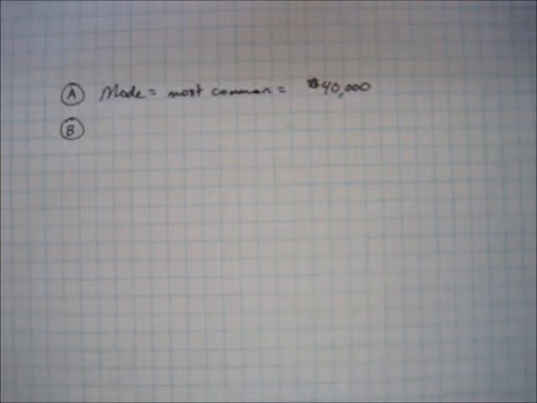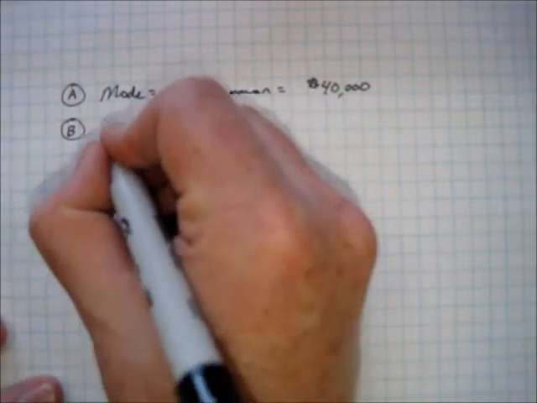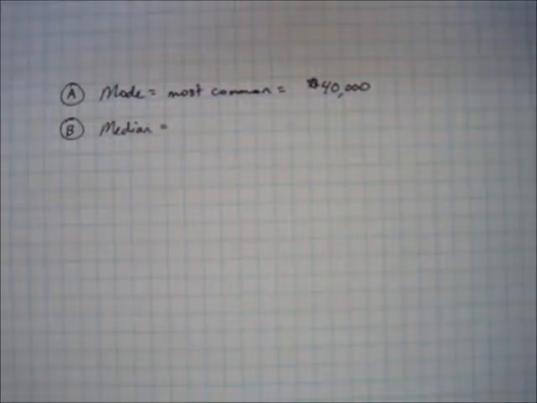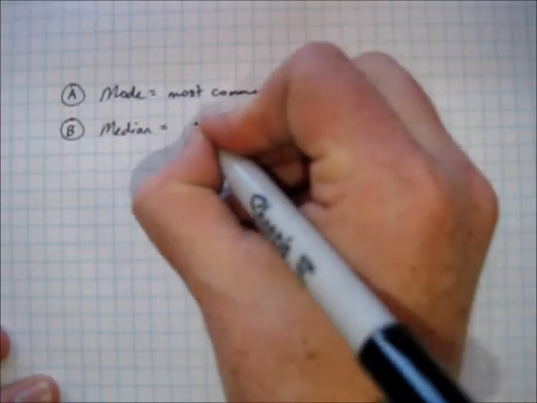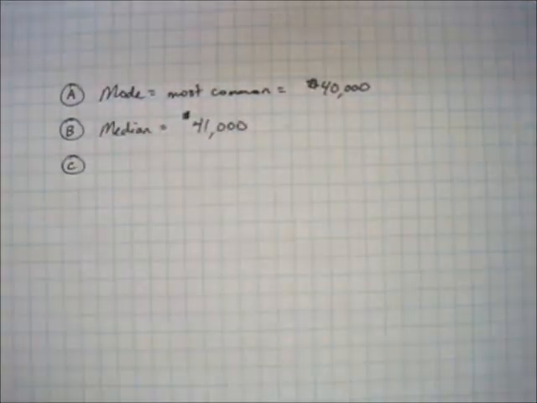Question B asks, what salary did half of the employees' salaries surpass? Now, if we're going to find the value at which half surpass, that's the value that's exactly in the middle, if we were to line them all up from smallest salary to largest salary. So that means we're looking for the median. That's the one that takes into account the order. And so the median salary was $41,000 from your chart.